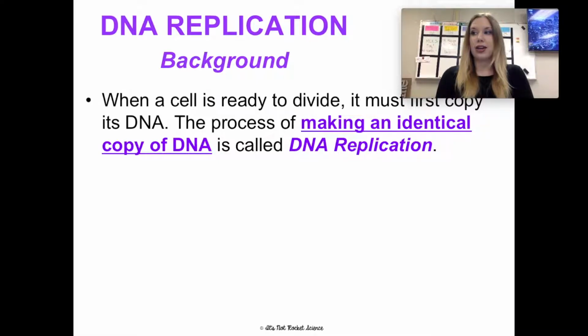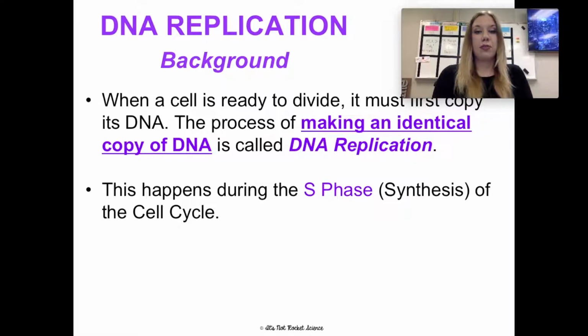Anytime you cut your knee, or you scrape your knee, or anytime you're hurt, or anytime your cells die or are damaged, those cells need to be replaced. And if a cell is ready to divide, it has to copy that instruction booklet. It has to copy that DNA, remember how many billion base pairs are located within our DNA. It's a lot. So all of that must be copied, and the process of making this identical copy of DNA is what we call DNA replication. So that's why it has to happen.